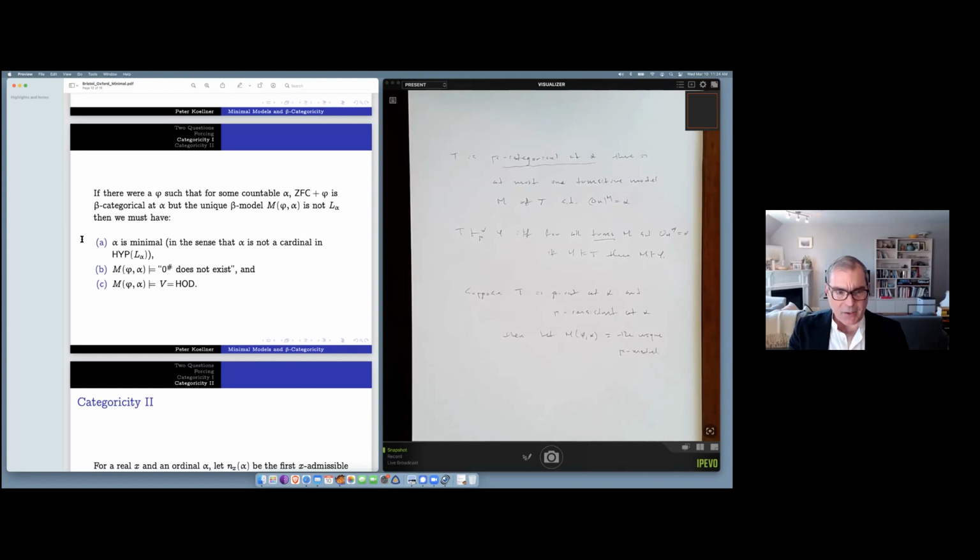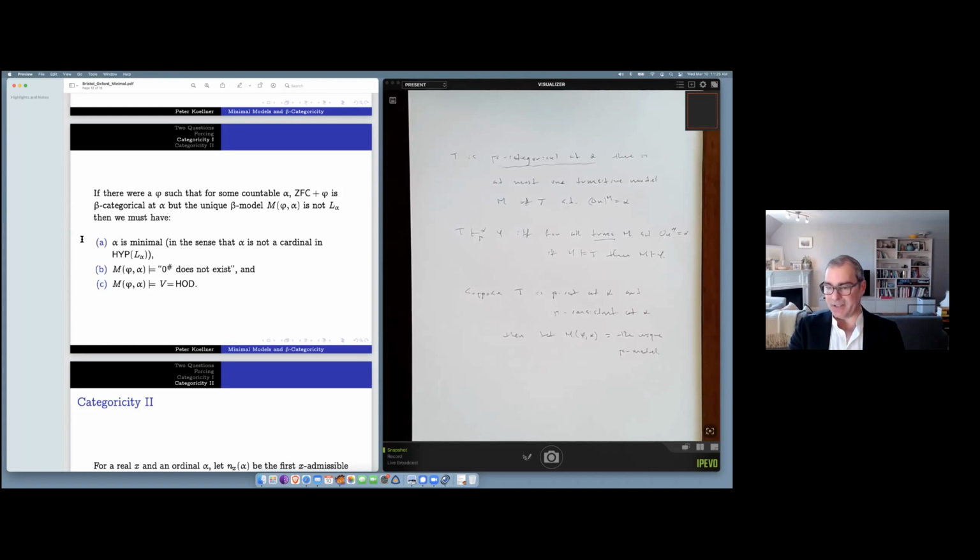Suppose there's a beta categorical theory at alpha, and the unique beta model is not L alpha. Well, then we know that alpha has to be minimal in the sense that alpha is not a cardinal in the height of L alpha, what I was calling L of N alpha before. And we also know that this unique model can't think zero sharp exists, because even if you have a fake zero sharp, suppose zero sharp exists in the model, and then you use sigma 1 2 absoluteness to get a countable transitive model in L that thinks zero sharp exists, the height of that model has to be bleak.